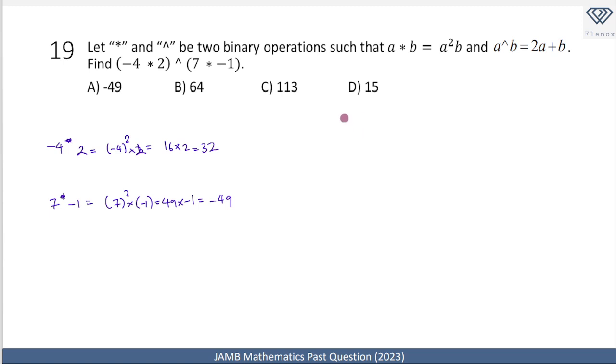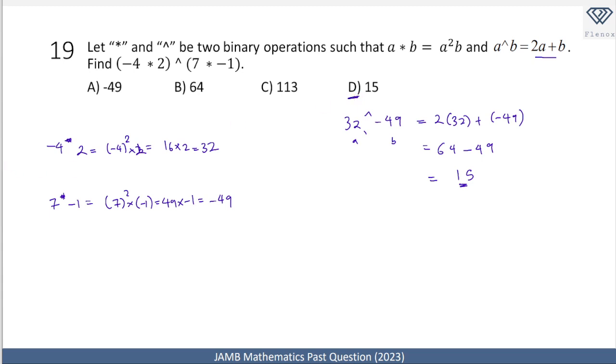So we found what is in this bracket and what is in this bracket. That means we are left to just simplify 32 up arrow minus 49. Now we are told that when we have up arrow, this is what we have to do. We have to take the first number, multiply by 2 and add it to the second number. So you can just think of this as A and this as B. So this becomes 2 into bracket 32, then plus B, which is minus 49. And 2 times 32 is 64. Minus times plus is minus, so minus 49. Now what is 64 minus 49? That is 15. So that means the correct option to this is option D.